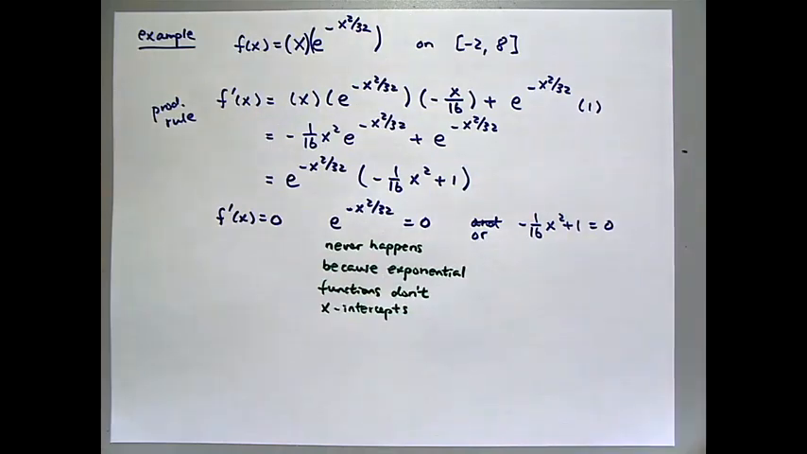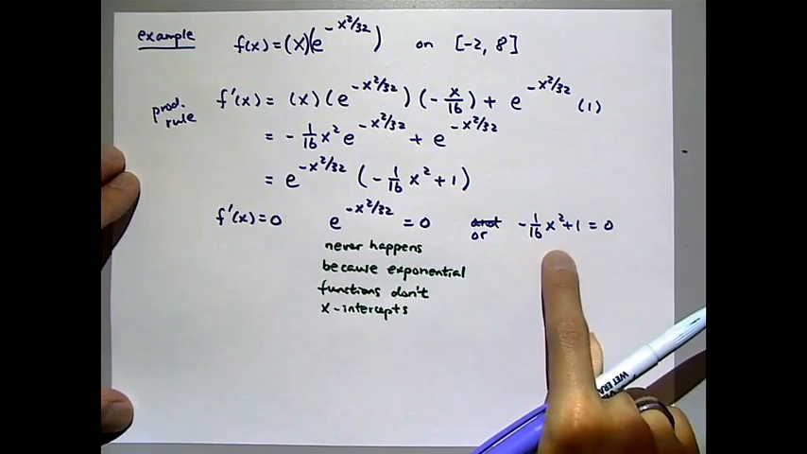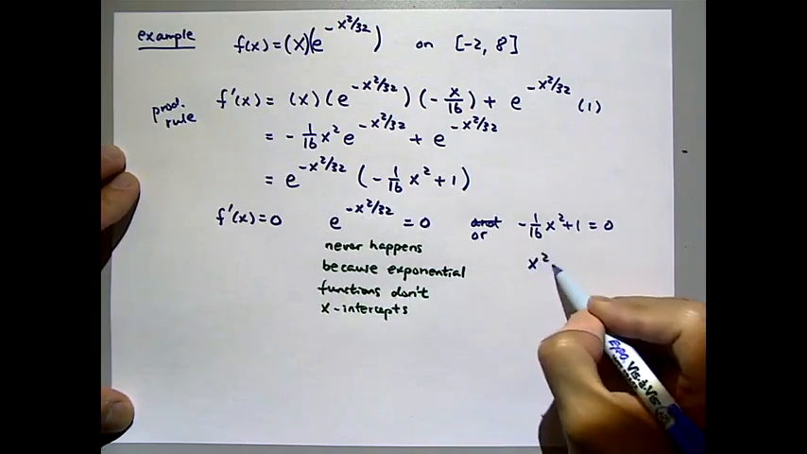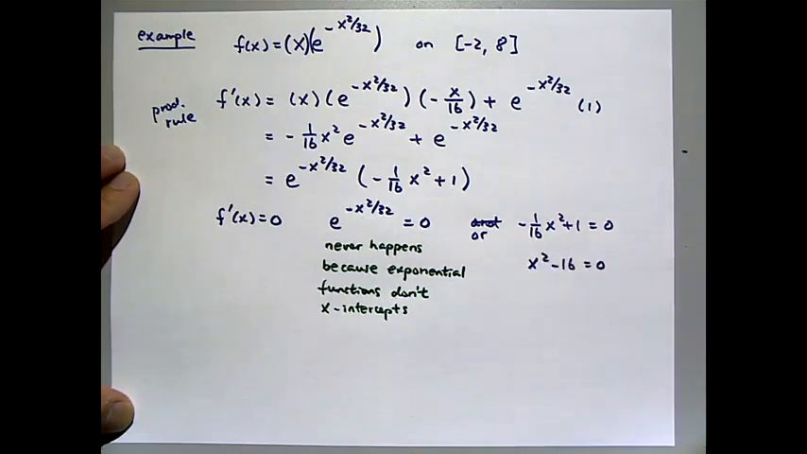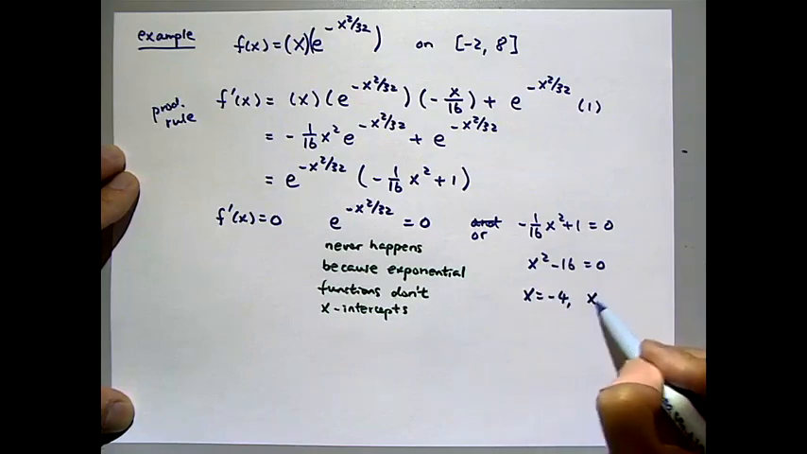And when we ask for where this thing is equal to 0, we're asking for locations of x where the value of y is equal to 0, and those are our x-intercepts. So that one we ignore. That's not going to contribute anything meaningful. The second part is pretty easy. Right? This is x squared minus 16 is equal to 0. So we get x is equal to minus 4, and x is equal to 4.